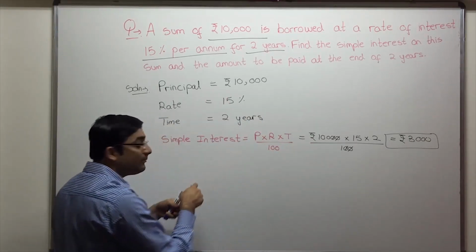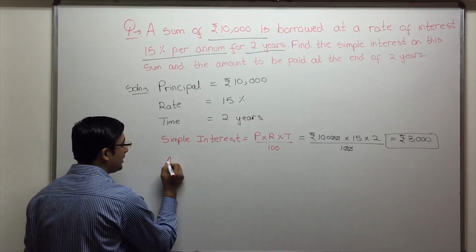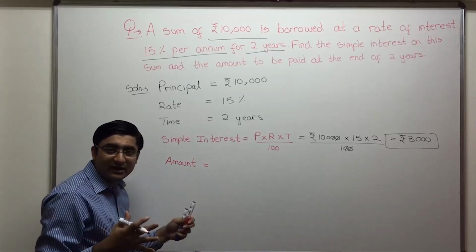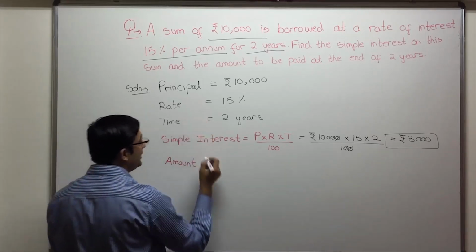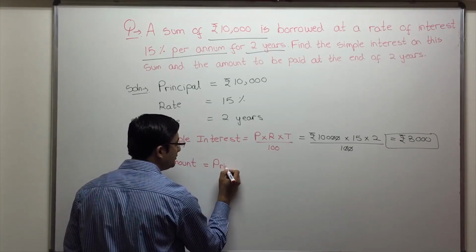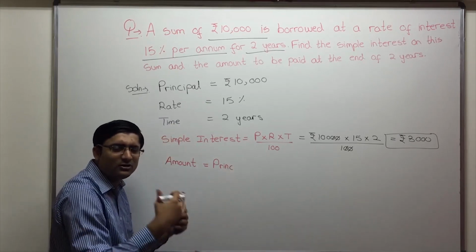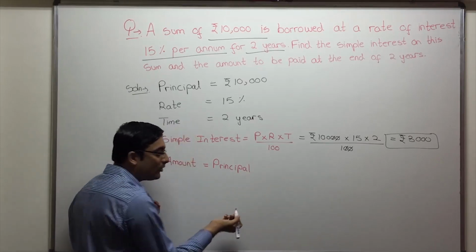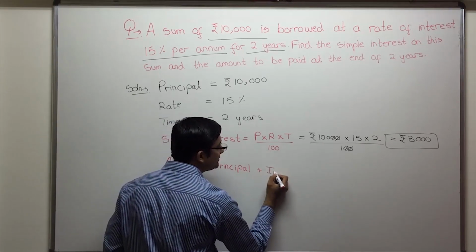Next, we have to find the amount. So what is the amount? Amount is basically principal plus interest, right? There's a final amount which we have to pay back, right? It is the principal which we borrowed, that is you have to pay back the money which you borrowed plus interest on it. So principal, that is the amount of money that we borrowed plus interest.